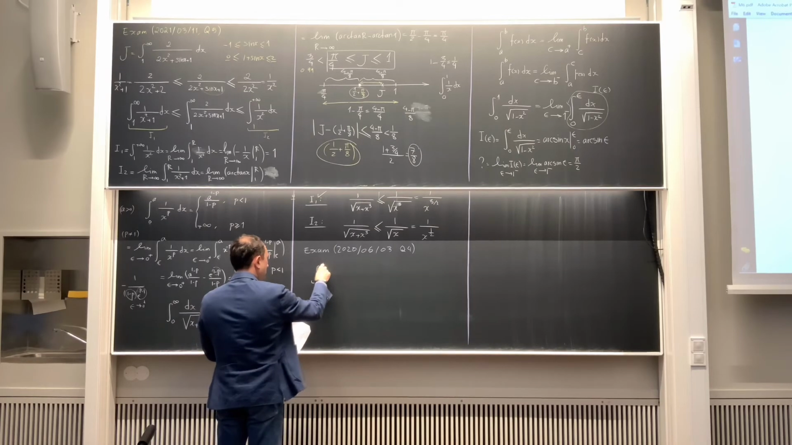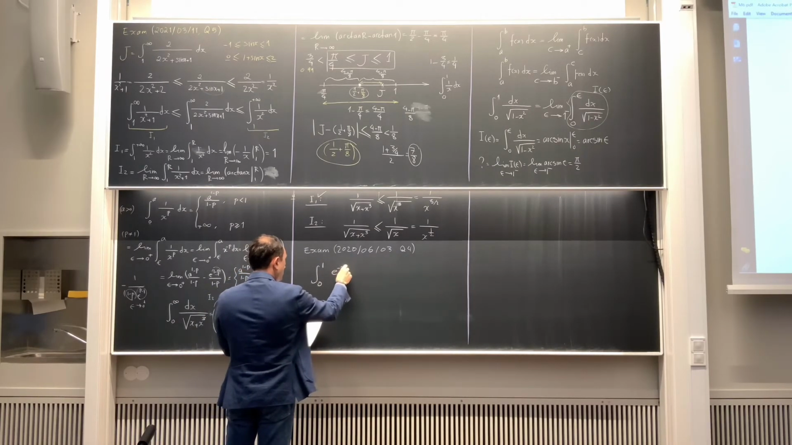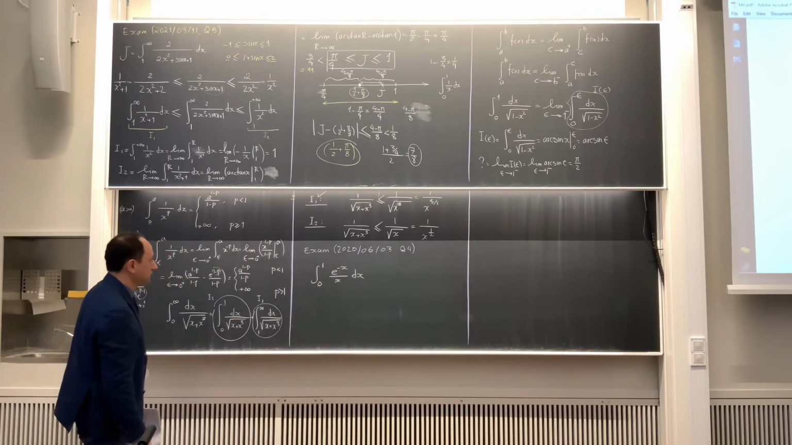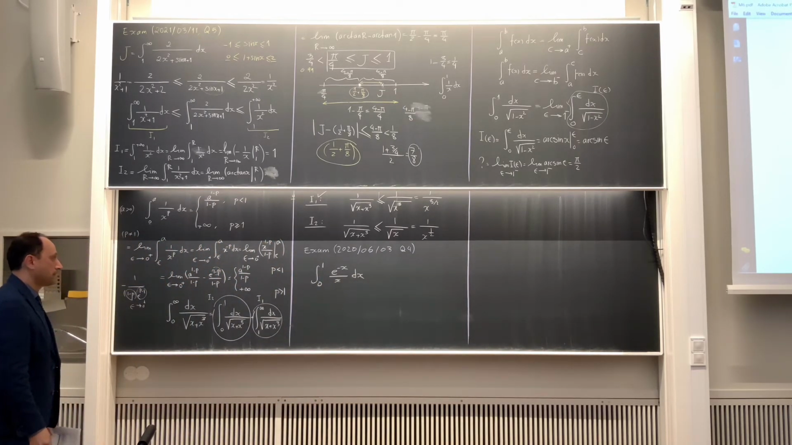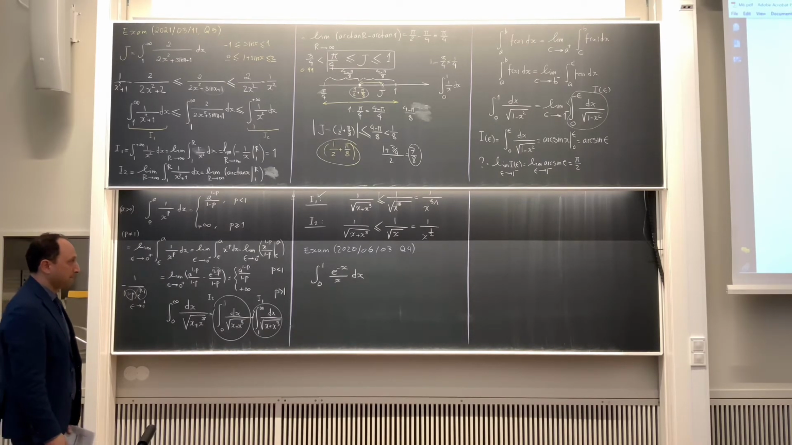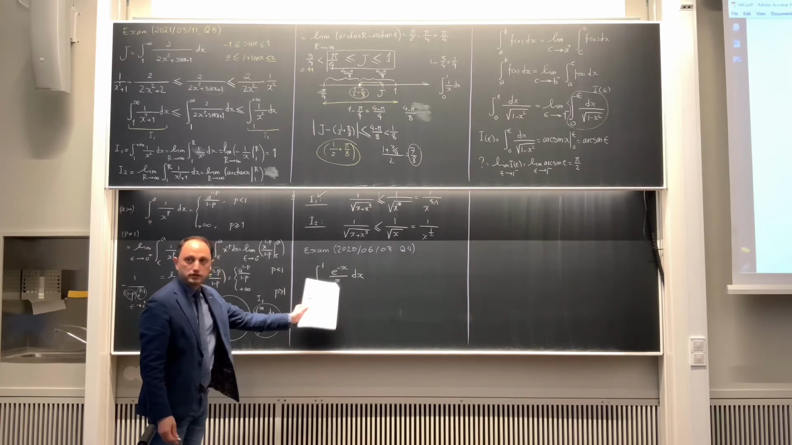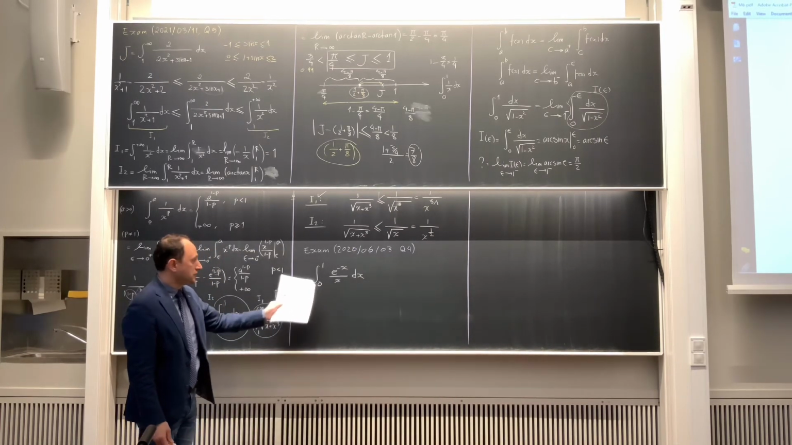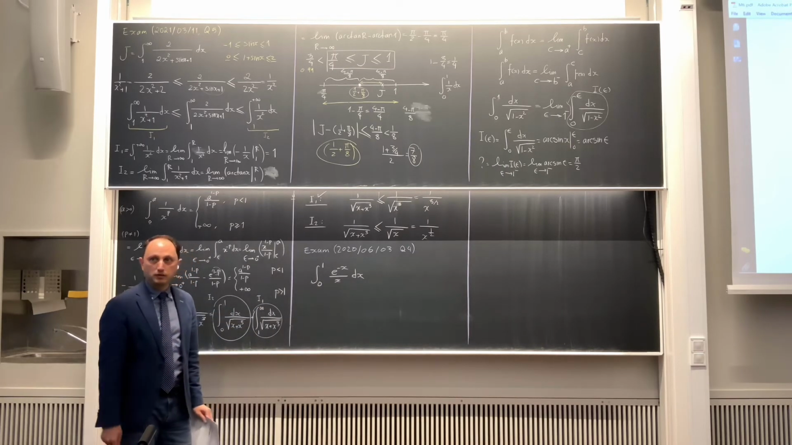The first one is the integral from 0 to 1, e to the power minus x over x dx. First of all, is it an improper integral in the first place? Yes or no? Why? Because in the denominator, x at 0 is not defined, it's unbounded, yes? So it is an improper integral, but of the second type, okay?